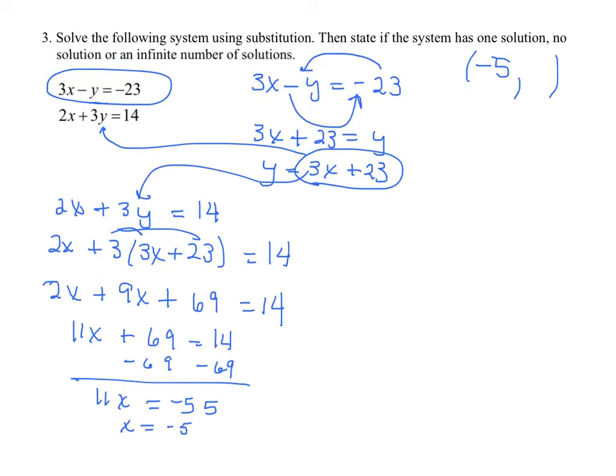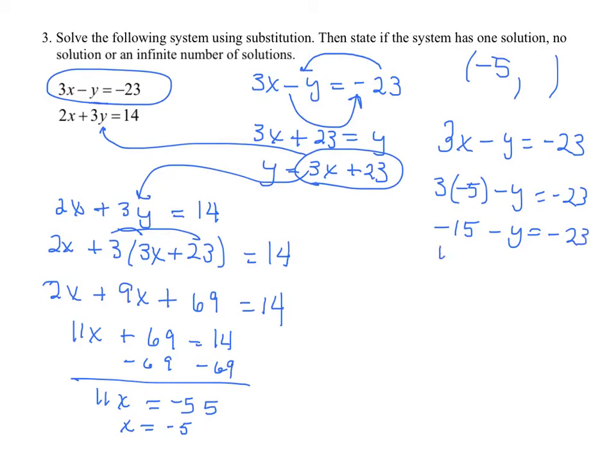And I can use either one of these original equations. 3x take away y is equal to negative 23. Doesn't matter which one I use, but I'm going to use this one. 3 times negative 5 minus y equals negative 23. I'm trying to be really careful about everything. So negative y is equal to negative 8. y is equal to 8. So negative 5 comma 8 is the solution to the system.